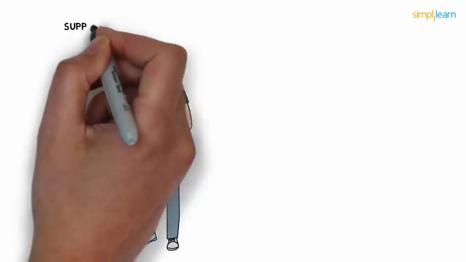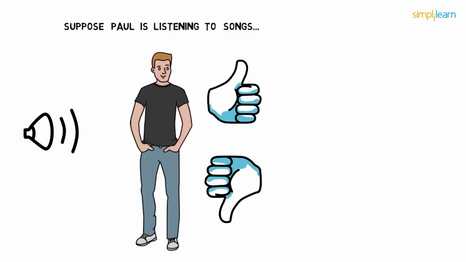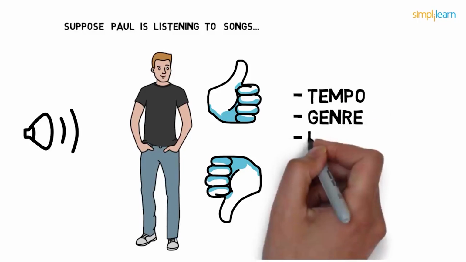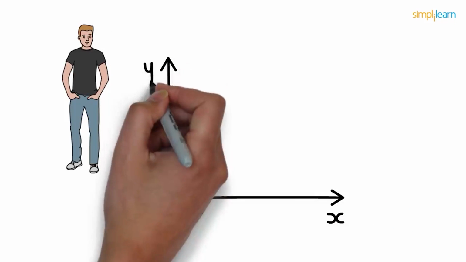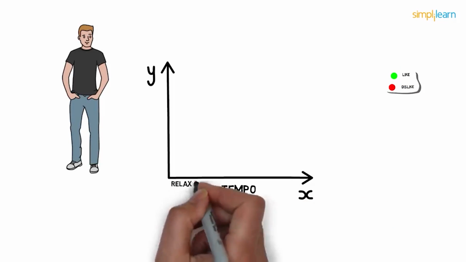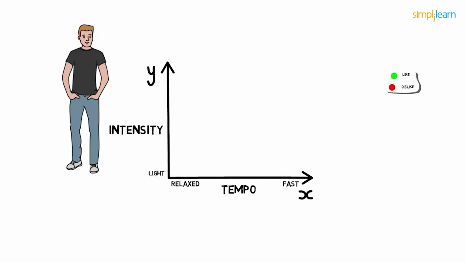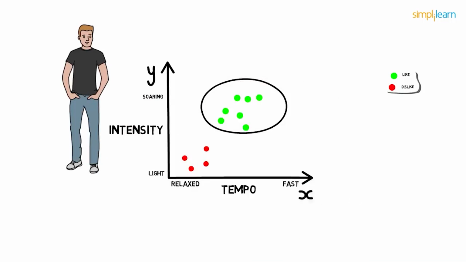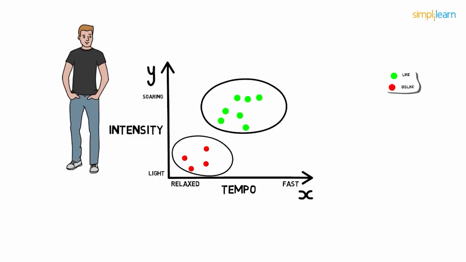So that's Paul. He loves listening to new songs. He either likes them or dislikes them. Paul decides this on the basis of the song's tempo, genre, intensity, and the gender of voice. For simplicity, let's just use tempo and intensity for now. So here, tempo is on the x-axis, ranging from relaxed to fast, whereas intensity is on the y-axis, ranging from light to soaring. We see that Paul likes the song with fast tempo and soaring intensity, while he dislikes the song with relaxed tempo and light intensity.